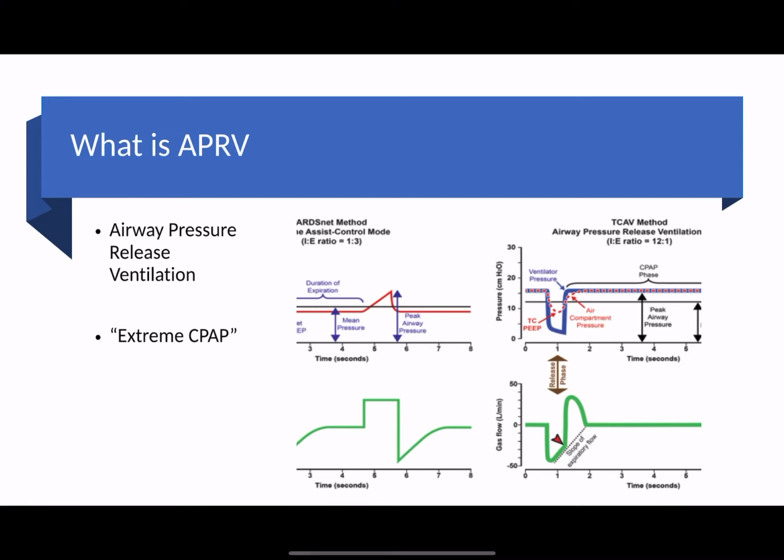So the first question is, what is APRV? APRV stands for Airway Pressure Release Ventilation. And the best way to think about it is that it is an extreme form of CPAP. It's just CPAP with a little bit of additional stuff that's done to it to help with CO2 removal. So what is CPAP? Continuous positive airway pressure. This is you driving down the motorway at 70 miles an hour, you stick your head out of the window and your lungs just fill up.